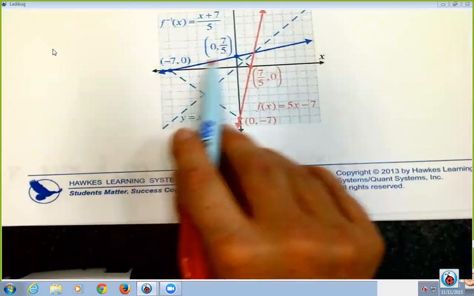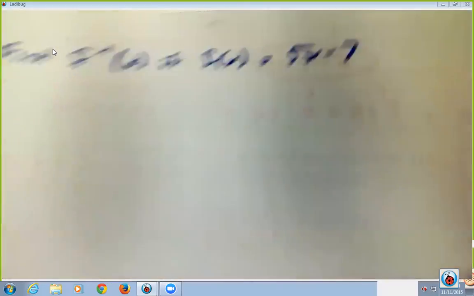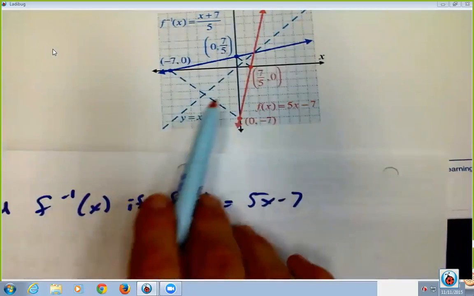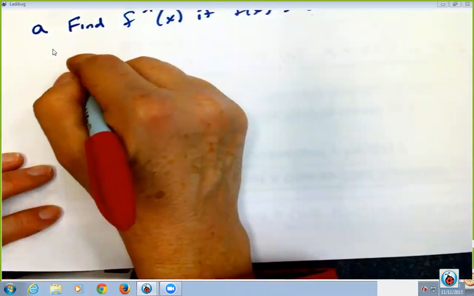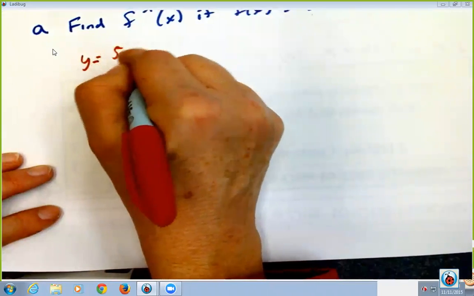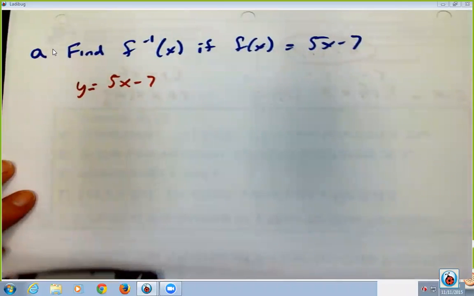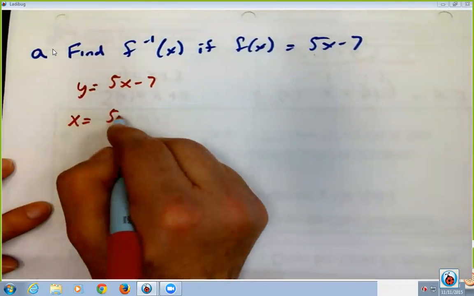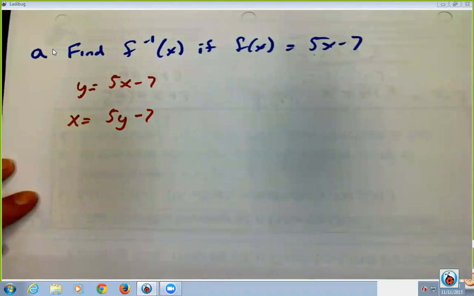So our blue line right here is this function. And if I get its inverse to find the red line, I need to take this piece and reverse it. So if I reverse that, x is going to become my y. My x will become, on this side, my y, and solve for y.